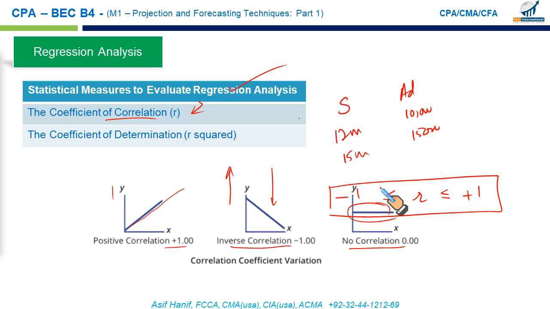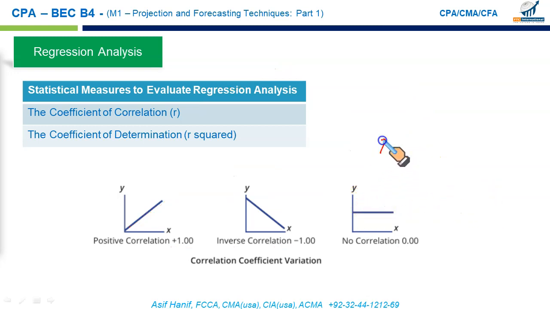Now, R is not always perfectly -1 or +1. It could fall somewhere between, let's say my R is 0.90, right? It still shows positive 0.90. That means the two variables have strong positive correlation. Now there is another statistical measure called the coefficient of determination. If I take the square of this number, it will give me 0.81 or simply 81%, right?